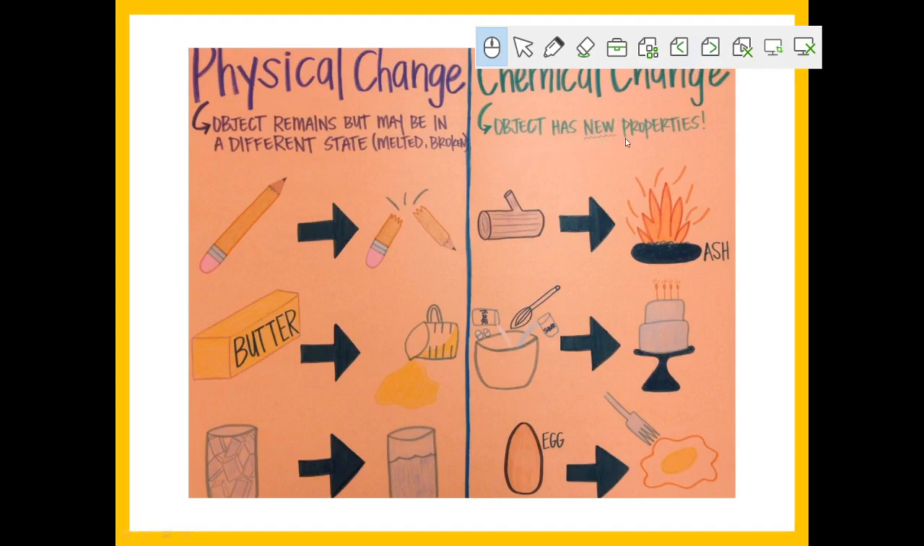Here, the chemical change. Object has new properties. Look, we have wood. When we burn the wood, it changes to ash or char. This is the ash or the char. When we mix the ingredients and put it inside the oven, we will make cake. The cake here is chemical change. And when we cook the egg, it changes here, and it's a chemical reaction or chemical change.